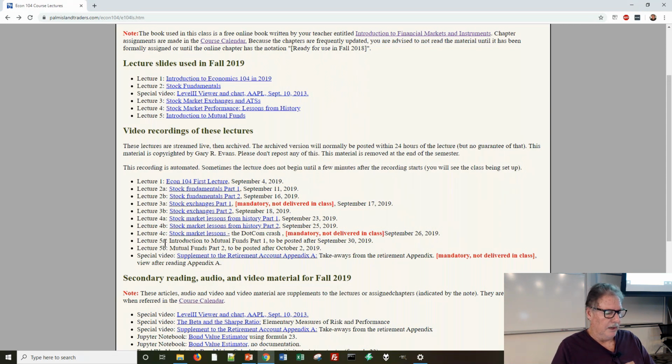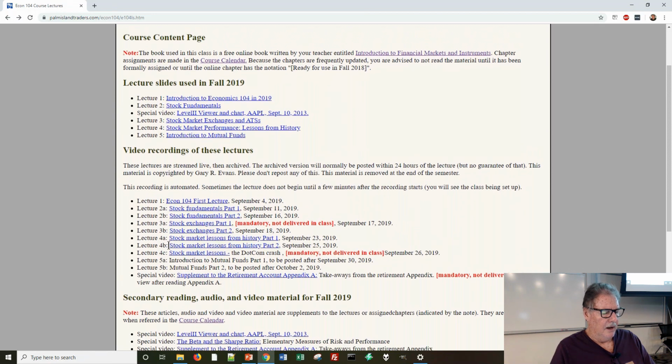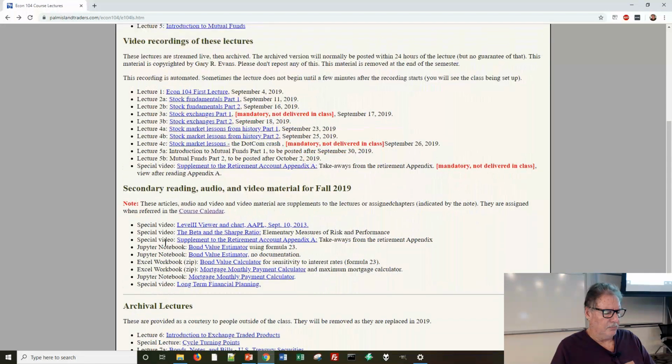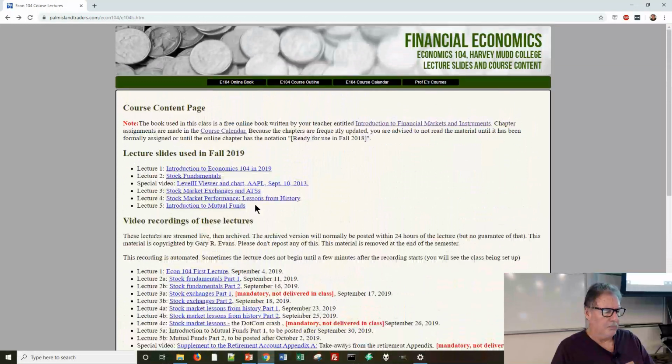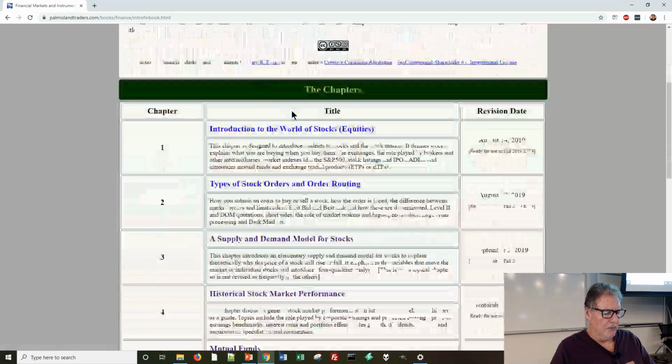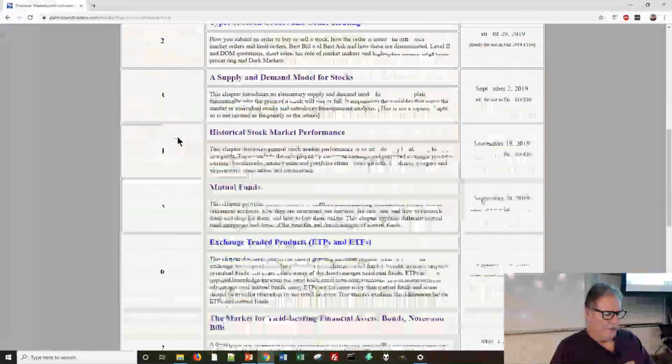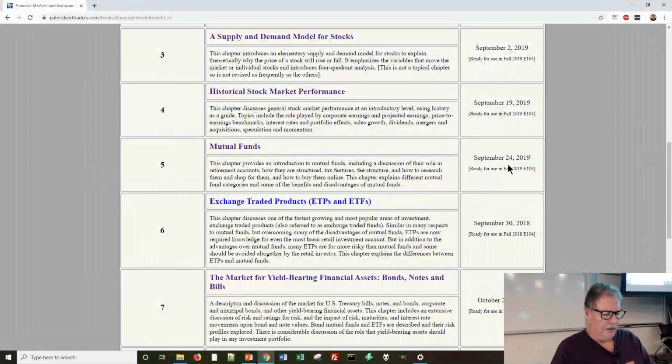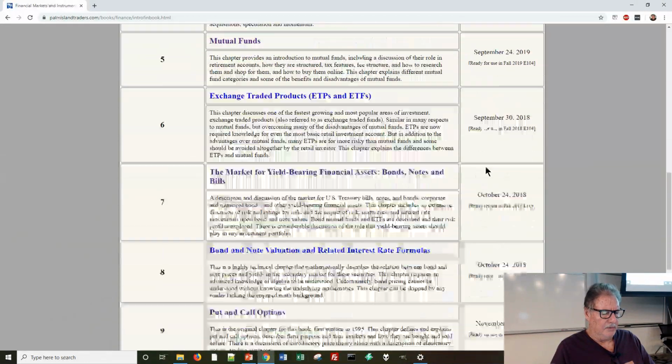I'm giving this one right now, 5A, and on Wednesday I'll be giving 5B. All of the reading material that you're expected to do has been online for some time now. So on the book, down here we're reading through chapters 1, 2, 3, 4, and 5, and all of these have been posted ready for use in this class.